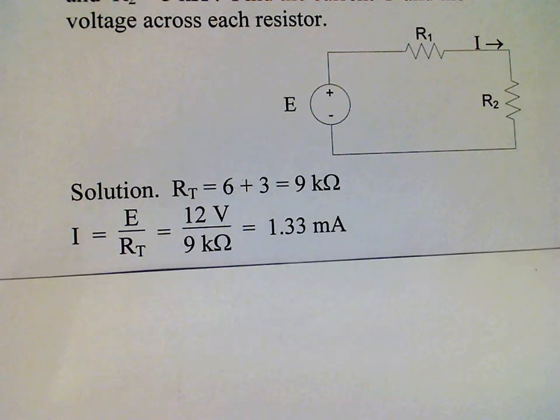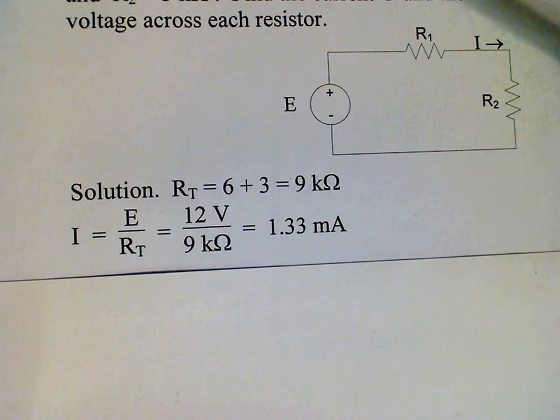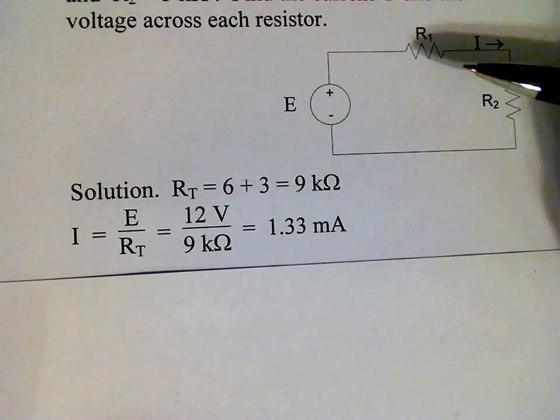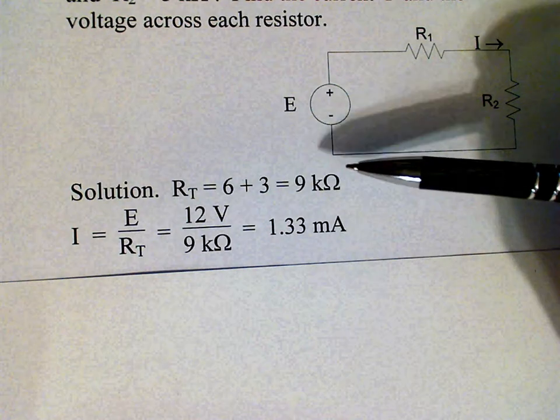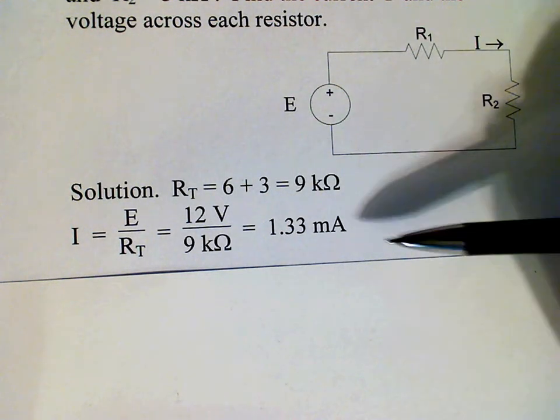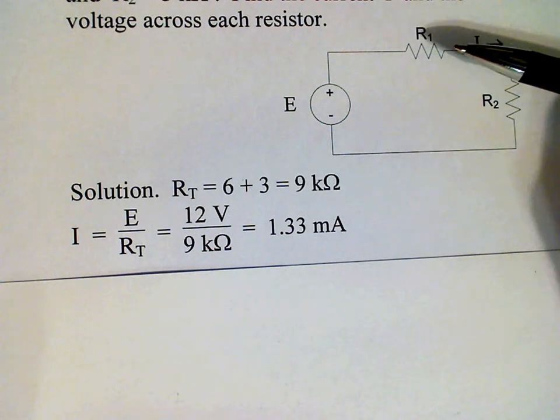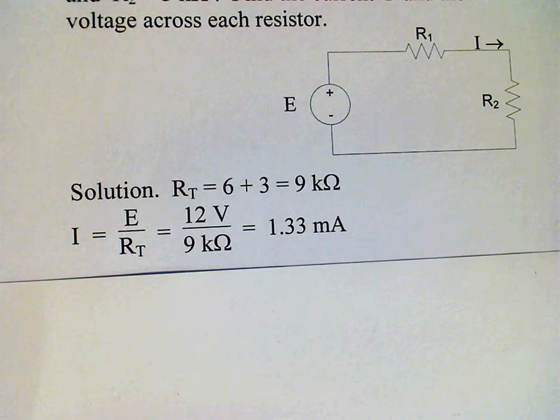We know I is equal to E over R. We put in the equivalent resistance that we just found, the total resistance, and we get 1.33 milliamps. Now we know the current in the circuit. Of course, in any series circuit, the current is the same everywhere in the circuit. And so that means this 1.33 milliamps is passing through R1, and it's also passing through R2.